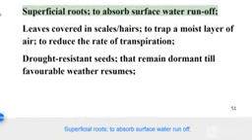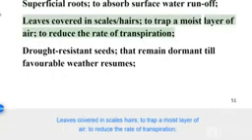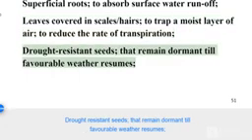Superficial roots, to absorb surface water runoff. Leaves covered in scales or hairs, to trap a moist layer of air, to reduce the rate of transpiration. Drought-resistant seeds, that remain dormant till favorable weather resumes.